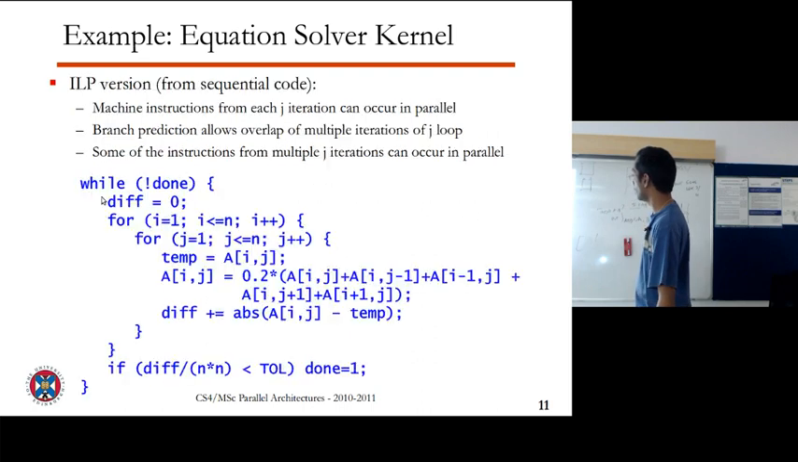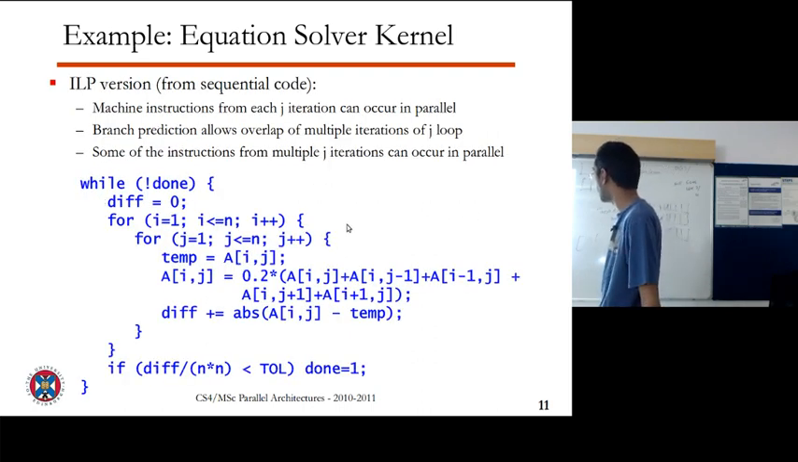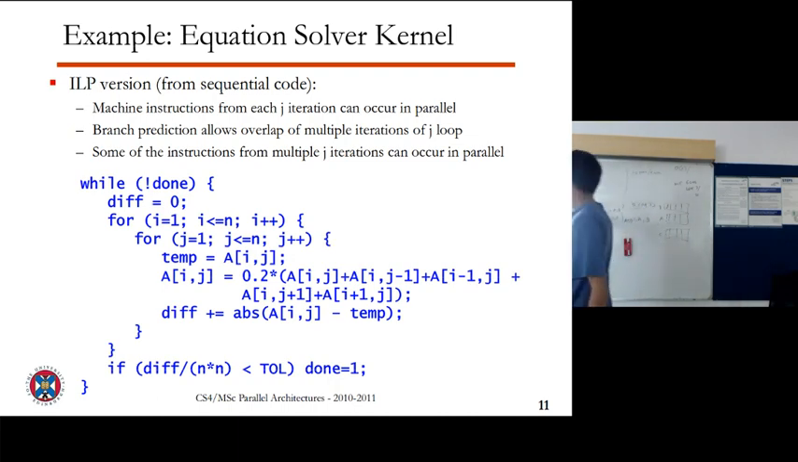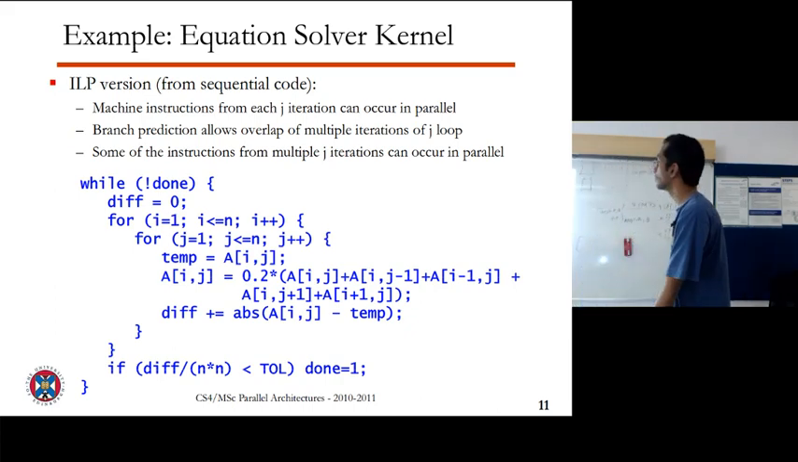So now the example of that with instruction level parallelism is something like this. We state diff equal to 0, and then we have 2 for loops for both dimensions, and then temp equal to a of i comma j, and then a of i comma j equal to whatever that expression is, and then I keep the difference. You can just go to the code for a minute.